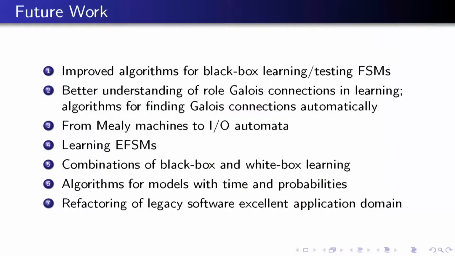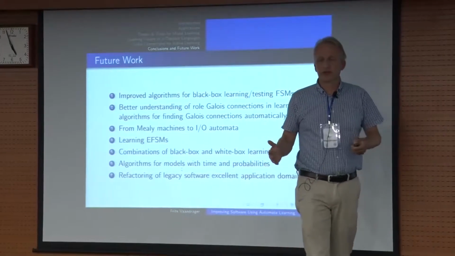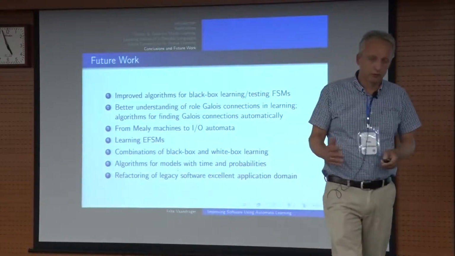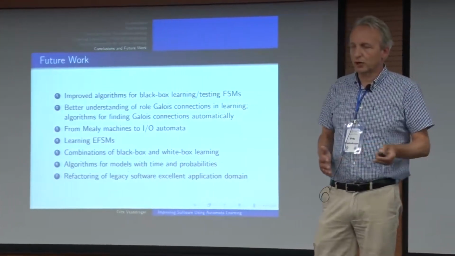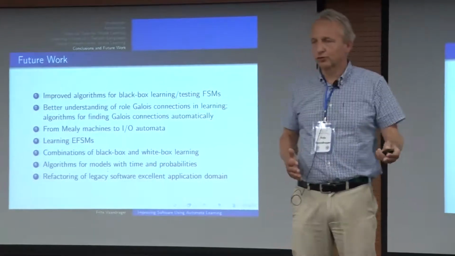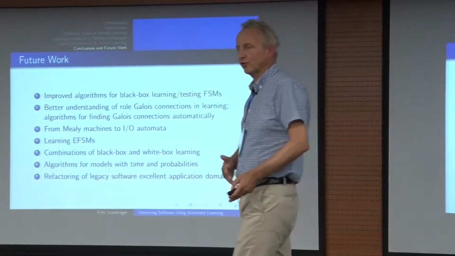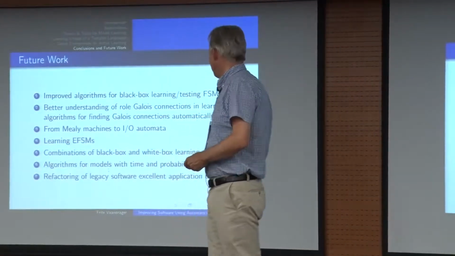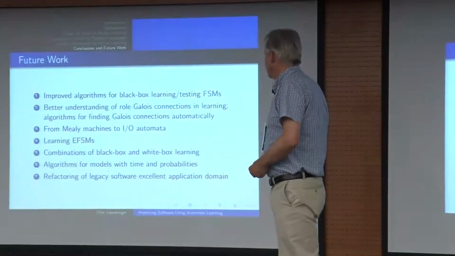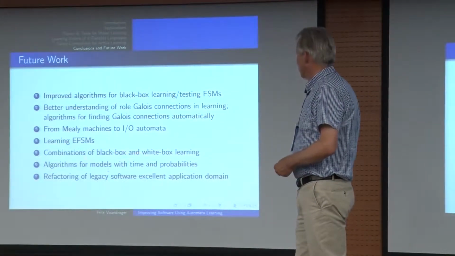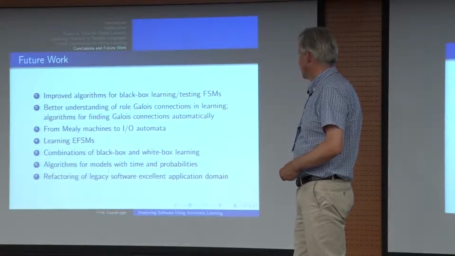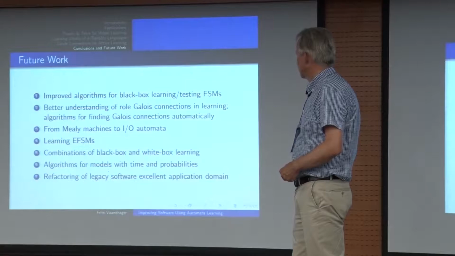We want to go from Mealy machines, where inputs and outputs have to alternate, to richer settings where one input may not lead to any output at all, or maybe to 7 outputs, or sometimes to 7 outputs and sometimes to no output. We want to explore these combinations of black box and white box learning, at timers, at probabilities.